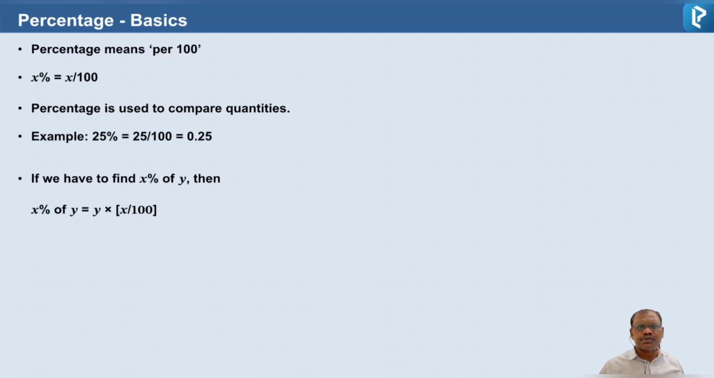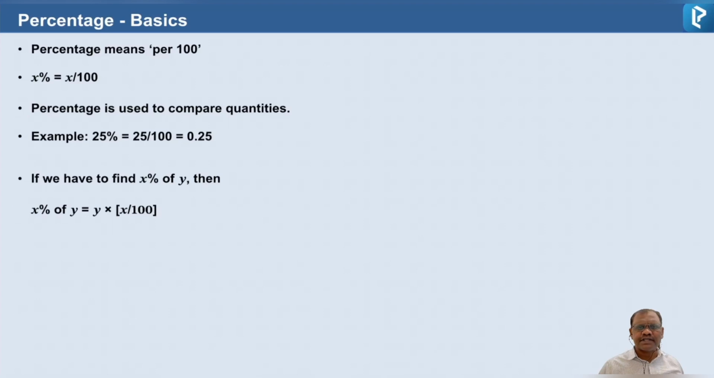As you know, percentage means per 100. So for example, X% means X by 100. Percentage is used to compare quantities. For example, 25%. The sign of the percentage is as shown. 25% is written as a fraction as 25 by 100, and as a decimal as 0.25.